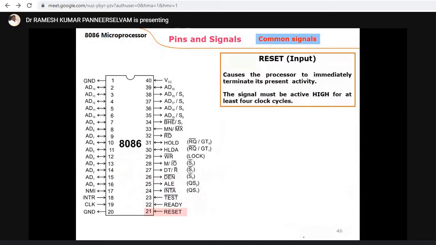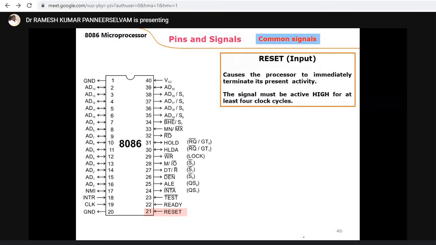The next one is reset. This reset is a very useful signal given to 8086 to make sure that if any abnormality happens while you are executing, or interfacing a device with your 8086, and everything stops working and you don't have any option to restart your system, then you can press this reset button. Every microcontroller or microprocessor based system has this reset button, which helps the processor restart its operation internally from the start. That is what reset is all about.